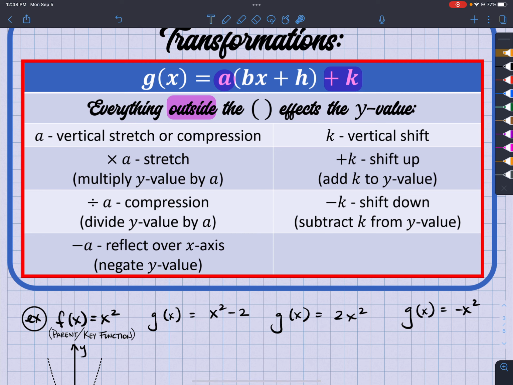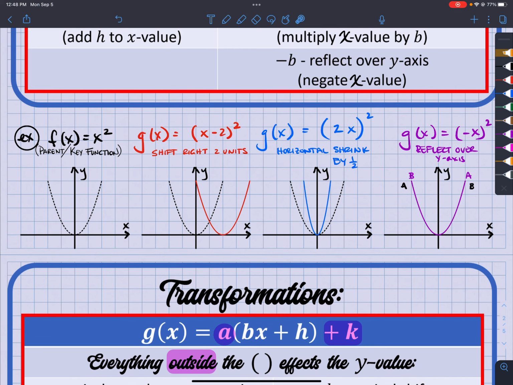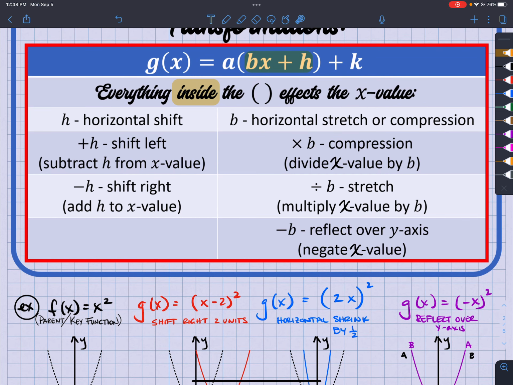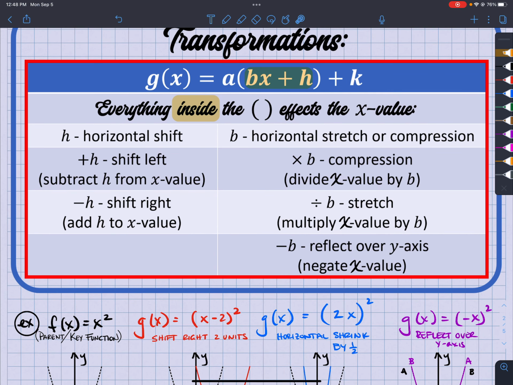Now the K is a vertical shift. So if it says add K, I would shift up, adding K to the y value. If it says minus K, then I will shift down, subtracting K from the y value. Okay. So, I don't know if you guys realize this, but I put this in basically in order of operations.